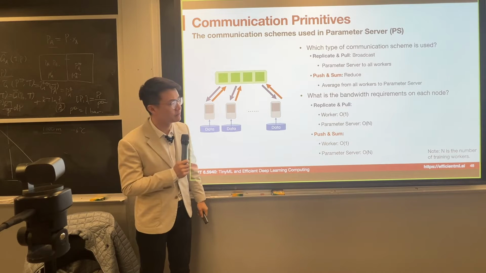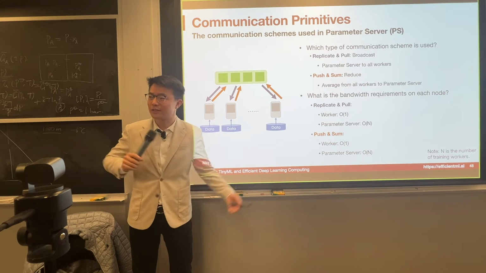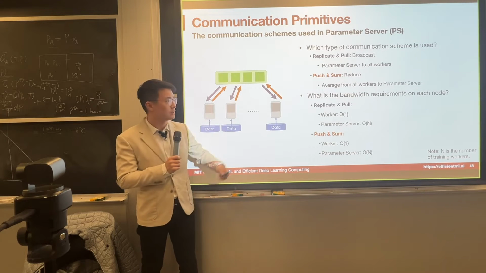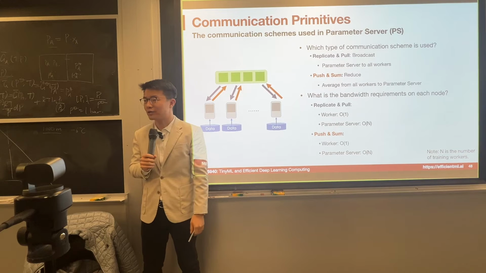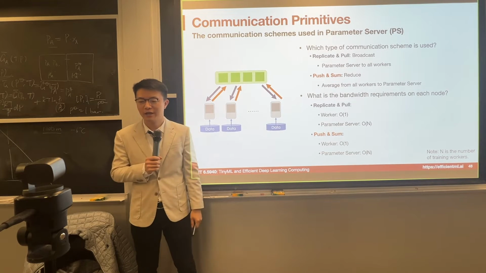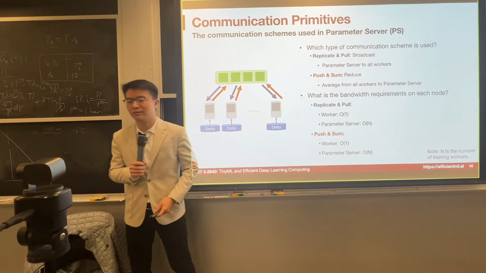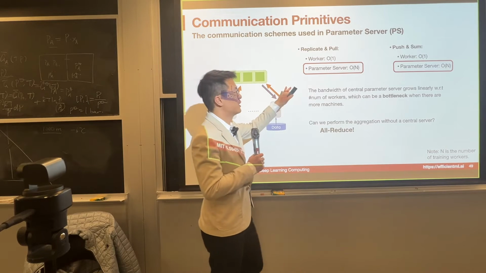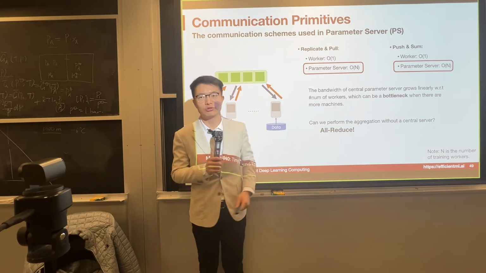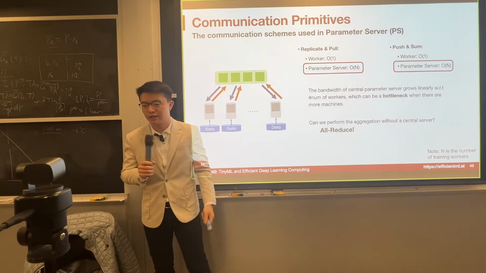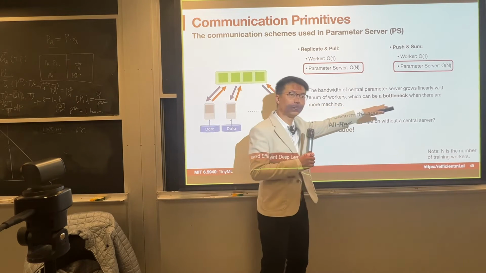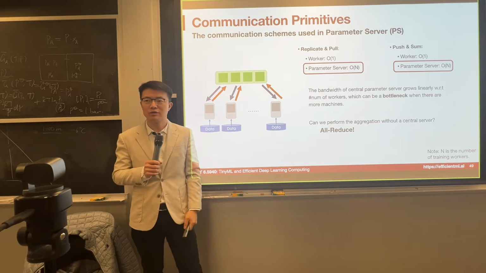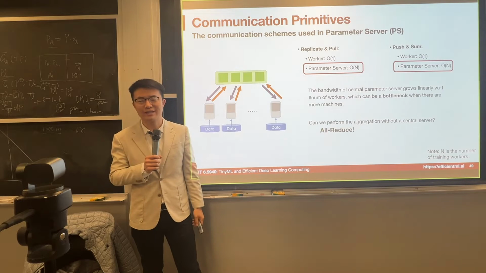So what's the problem here? Not scalable. As n gets larger, n is the number of worker nodes, the traffic in the parameter server will get pretty heavy. So this method is not quite scalable. We want to get rid of such O(n) complexity, where the bandwidth for the central parameter server grows linearly with the number of workers, which can easily become the bottleneck when the number of workers gets larger. And do we have better approaches that are more scalable using a decentralized manner?